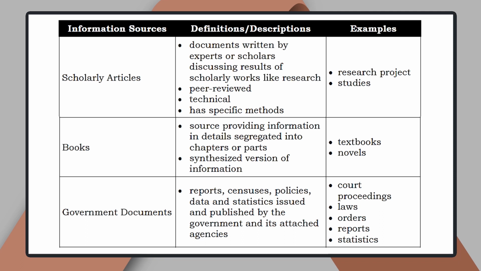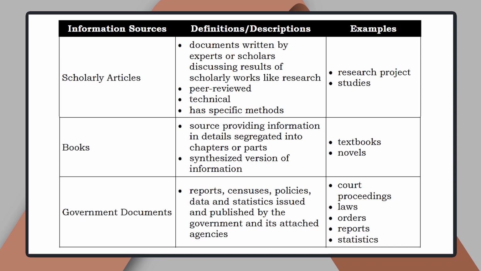Then they are technical and have specific methods. The one you are about to go through if you go to college, or the one you're about to encounter as your baby thesis in senior high school, is related to scholarly articles. So, examples of scholarly articles are research projects and studies. Next, you have books. In your primary, secondary, tertiary sources, books are considered a tertiary source. A book is a source providing information in detail, segregated into chapters or parts, and a synthesized version of information.